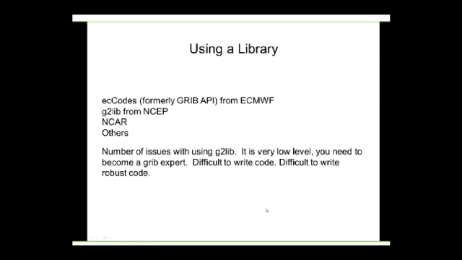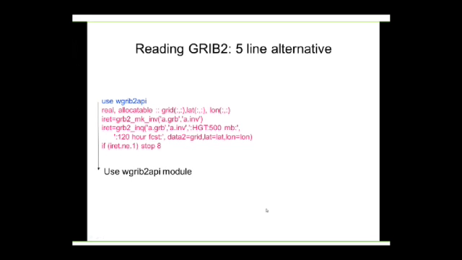That's fine. Okay, here's a 5-line alternative for reading grib. The blue line says use wgrib2api. That says load the module. This allows you to have a nice interface to the Fortran code. It allows a variable number of arguments and optional arguments. You don't have this fixed list of 1, 2, 3, 4, 20. It's variable. Next line, please.